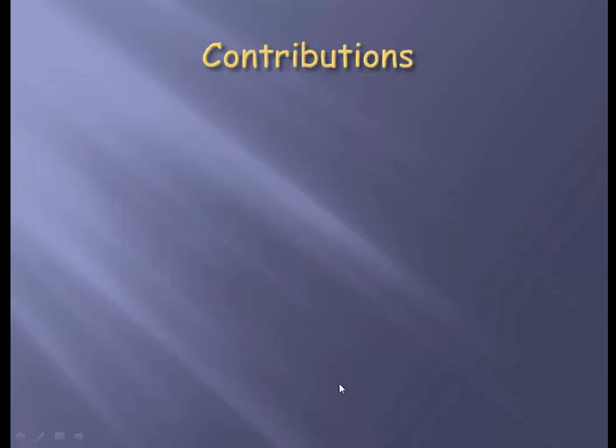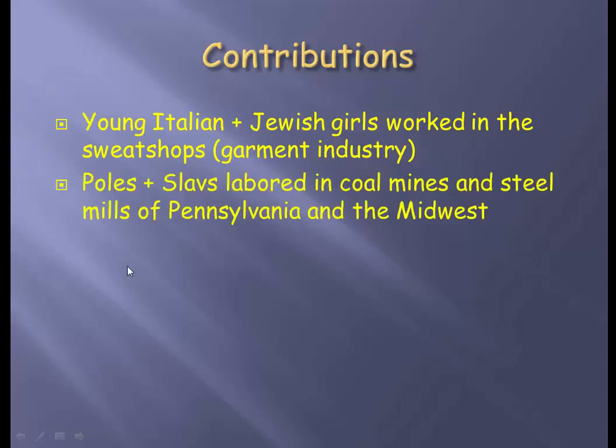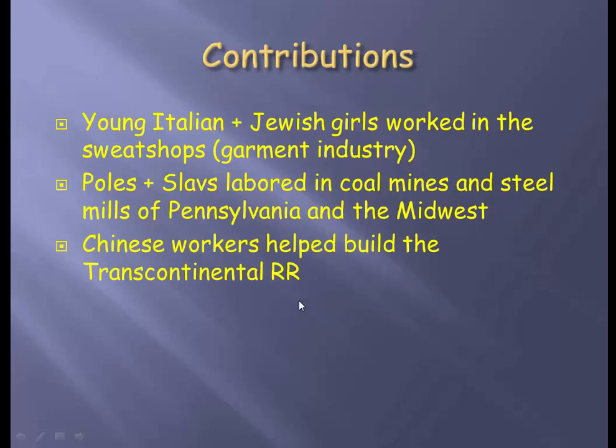All right. Although life was tough for them, they did make some key contributions. So let's take a look at them, right? Young Italian and Jewish girls worked really hard in sweatshops in the garment industry. So they were making clothes in textile mills, all right? The Polish people, the Slavic people, they were really good coal miners and steel workers in Pennsylvania and the Midwest. The Chinese workers, they were tremendous railroad builders.